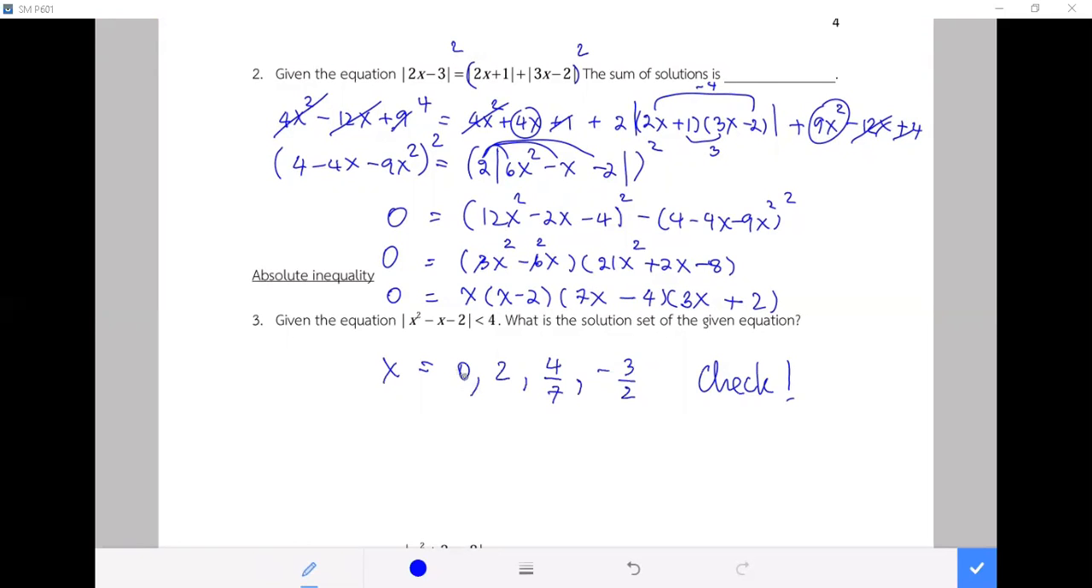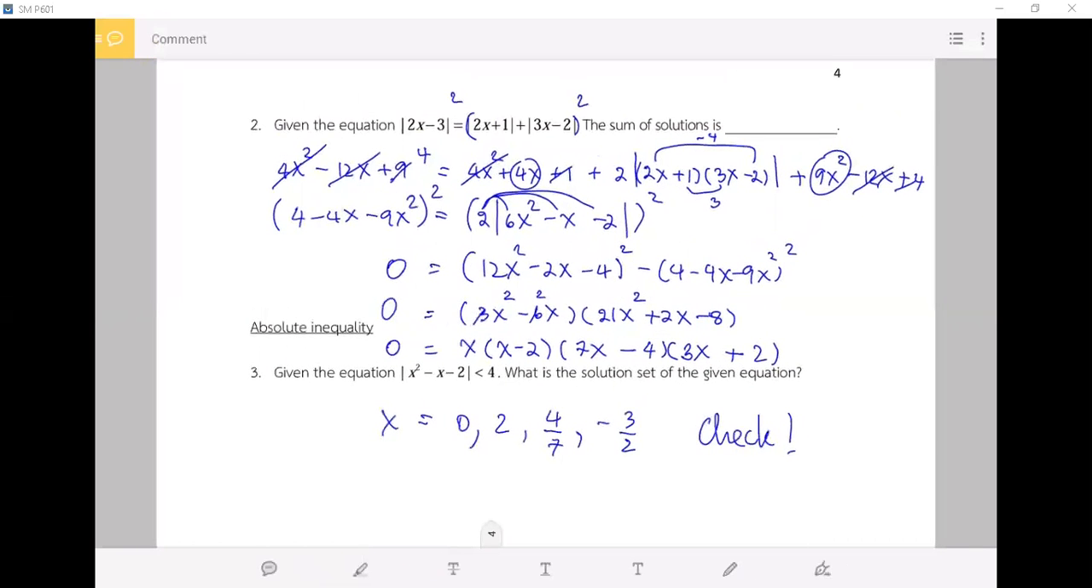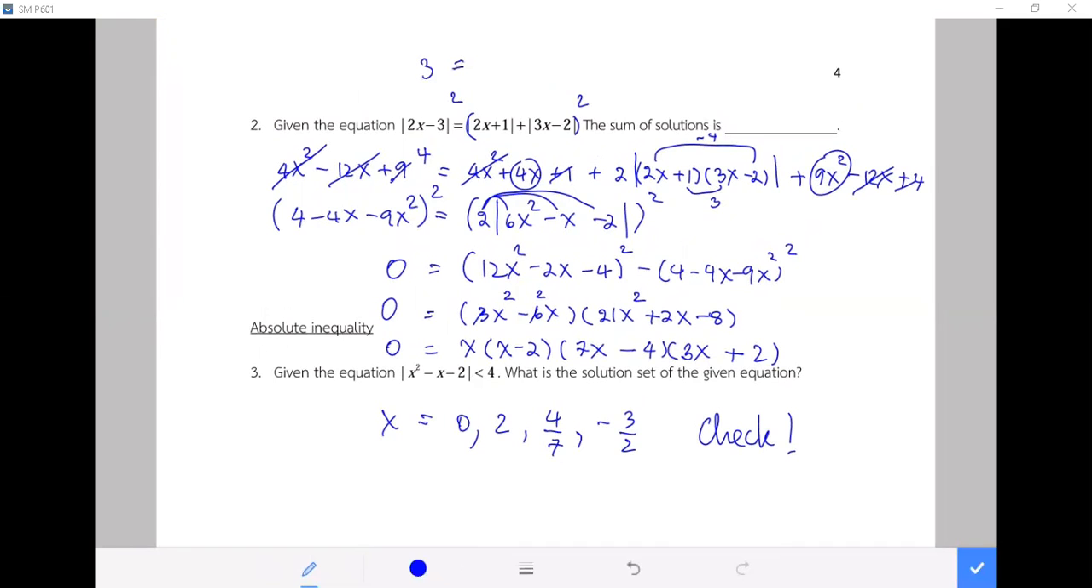Let's check 0. Go back to the original problem. If you put 0 there, you have absolute of negative 3, which is like 3. 3 is equal to 0 plus... that is going to be 1. You put 0 there, it is going to be absolute 2. Okay, the 0 is okay. Check the answer. 0 is okay. How about number 2, right?